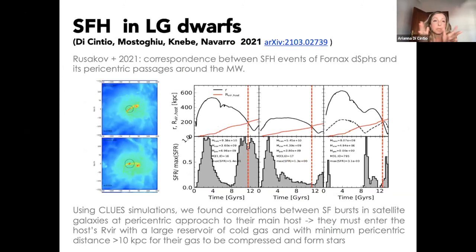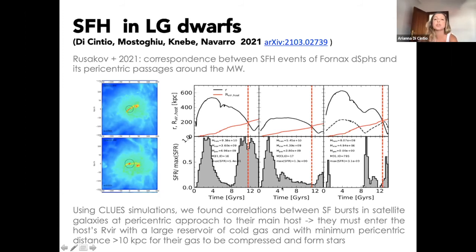We were also interested in the star formation history of the general normal population of Local Group dwarf galaxies. In a paper last year with Alexander Neve and Julio Navarro, using Clues simulations, we found a correlation between star formation bursts in satellite galaxies and their orbit. In particular, we found a burst of star formation, which you can see here on the right side of this plot, just when the satellite approaches pericenter of its main galaxy.